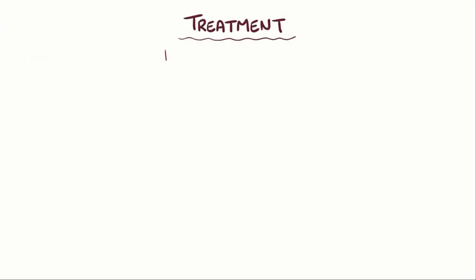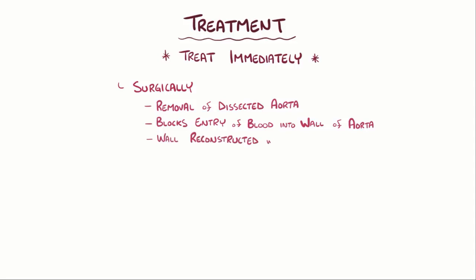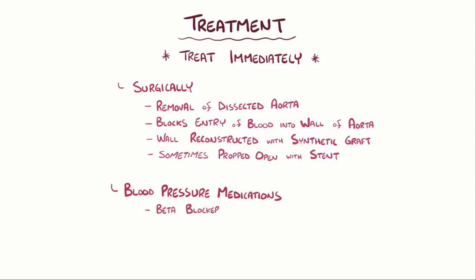An aortic dissection needs to be treated immediately. Often this is done surgically, where a surgeon takes out as much of the dissected aorta as possible and blocks the entry of blood into the wall of the aorta. The aortic wall is then reconstructed with synthetic graft, and sometimes that graft is propped open with a wire mesh stent. Beyond surgery, blood pressure medications like beta blockers might be given to reduce blood pressure.